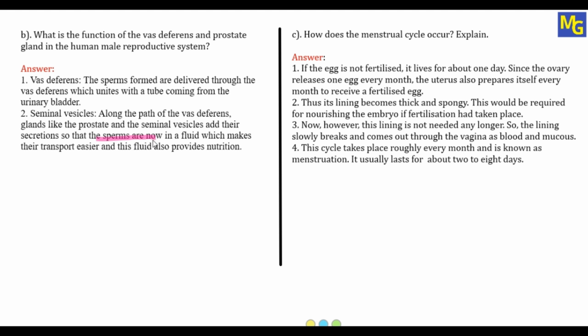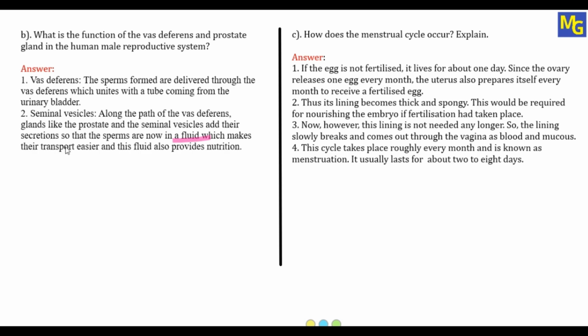So it is a fluid which makes their transport easier, and this fluid also provides nutrition. As the sperms have to travel a long way to reach the ova, or the egg, in the female body, their transport should be easier, and they should get proper nutrition. They should be strong till they reach the egg, and for these two purposes the seminal vesicle and prostate gland both will secrete some fluids, and that is the role of these glands. So this is the answer for question B.